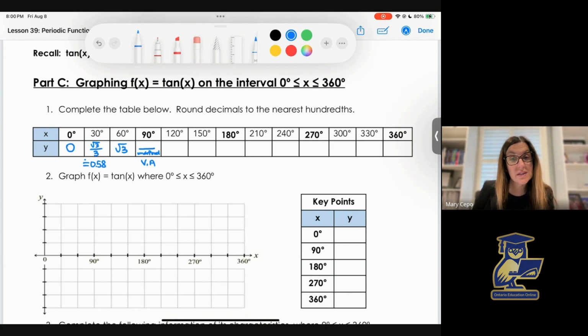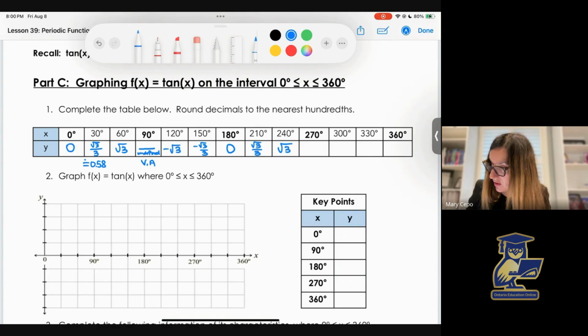So then we're going to take tan of 120, which is negative root 3. Tan of 150, which is negative root 3 over 3, tan of 180, which is 0, tan of 210, root 3 over 3, tan of 240 is square root of 3, 270, error on our calculator, so it's undefined. We know we have a vertical asymptote there. At 300, negative root 3, at 330, negative root 3 over 3, and at 360, we're back at 0.